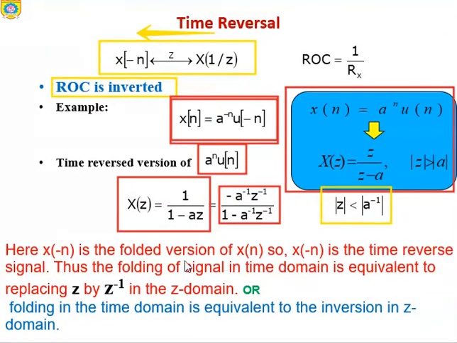In order to have the conclusion for this time reversal property, here x of minus n is the folded version of x of n. So x of minus n is the time reversed signal. Thus the folding of a signal in time domain is equivalent to replacing z by z inverse in z domain. Or we can also conclude that folding in the time domain is equivalent to inversion in z domain.